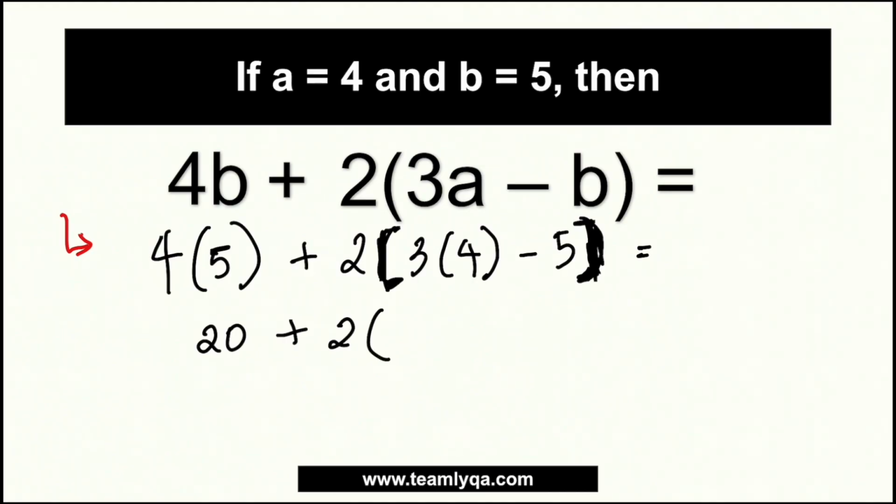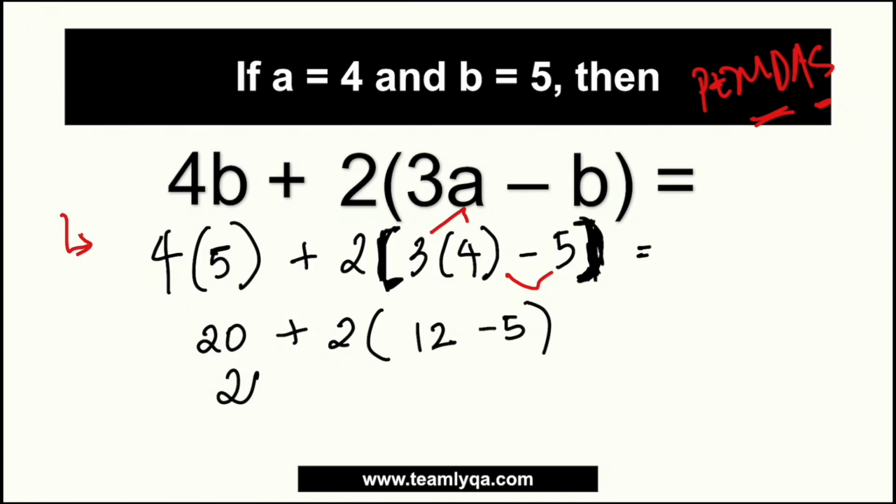Okay? Now, anong uunahin ko? 3 times 4 o 4 minus 5? Again, PEMDAS pa rin tayo. So, mauuna ang multiplication bago ang subtraction. So, 3 times 4 muna. So, 3 times 4 is 12 minus 5. Okay? Next level, 20 plus.